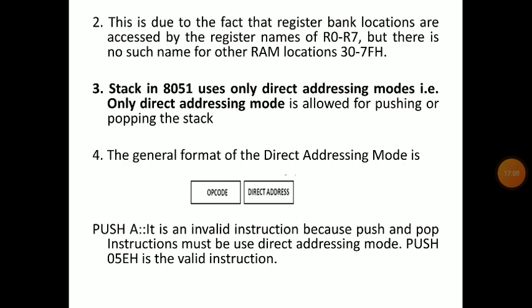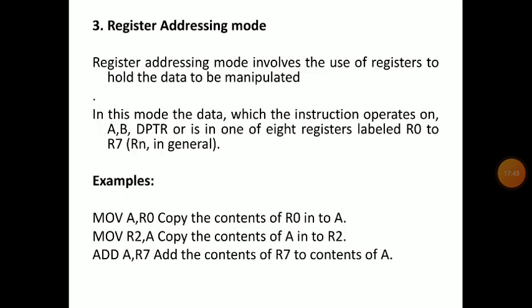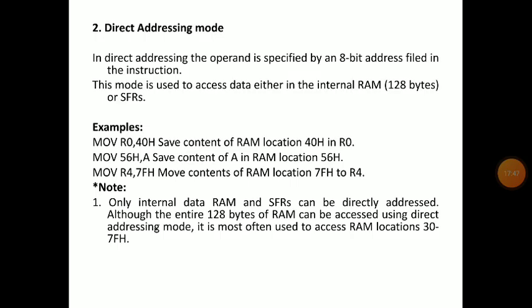We are copying the data present in the accumulator register onto the stack. It is an invalid instruction because push and pop instructions must use direct addressing mode. PUSH 05EH is the valid instruction, that is, we have to mention the direct address in the push and pop instruction, not the registers. So that is the direct addressing mode.